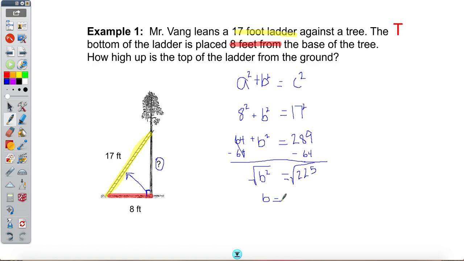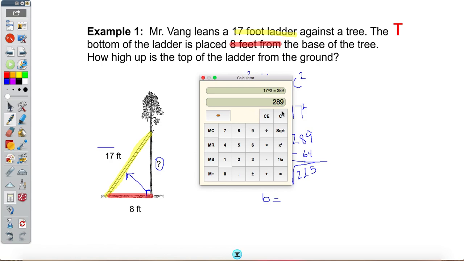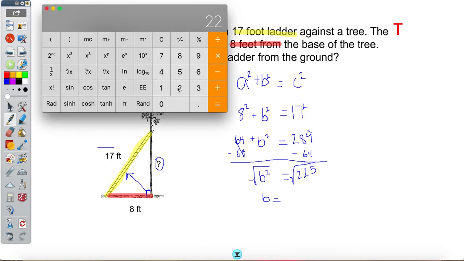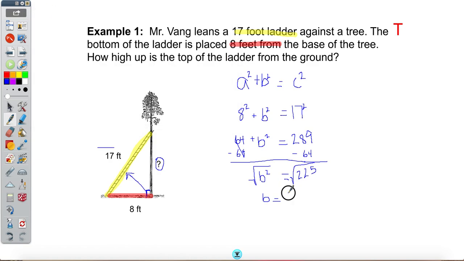The square root of 225 is 15. Just to double check, the square root of 225 is 15. So b is equal to 15 feet, which is how high the ladder is at the top from the ground.